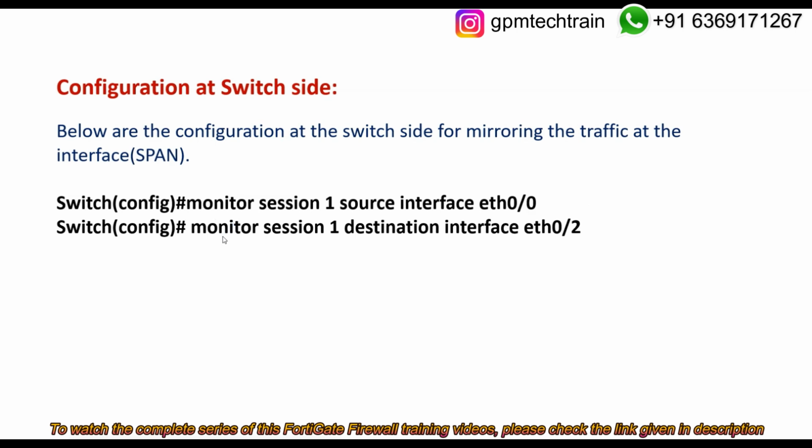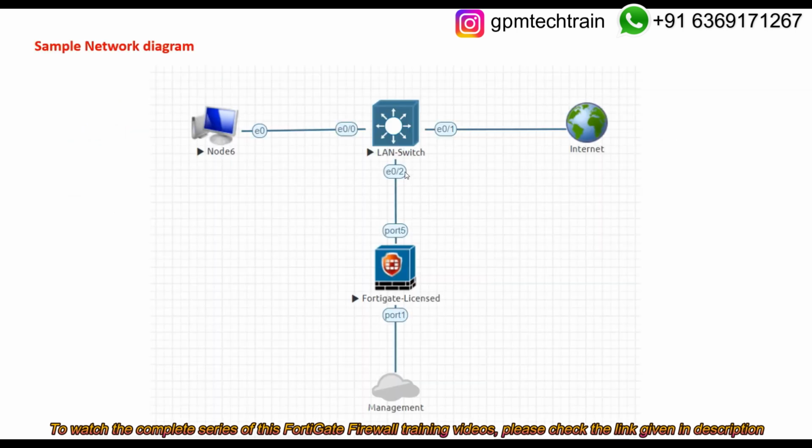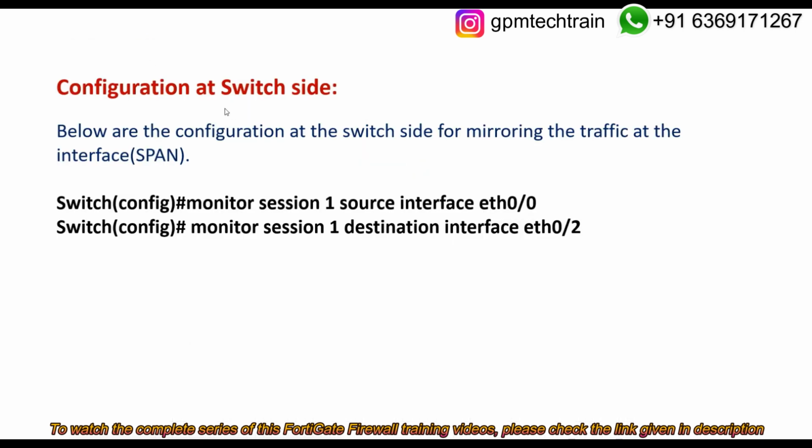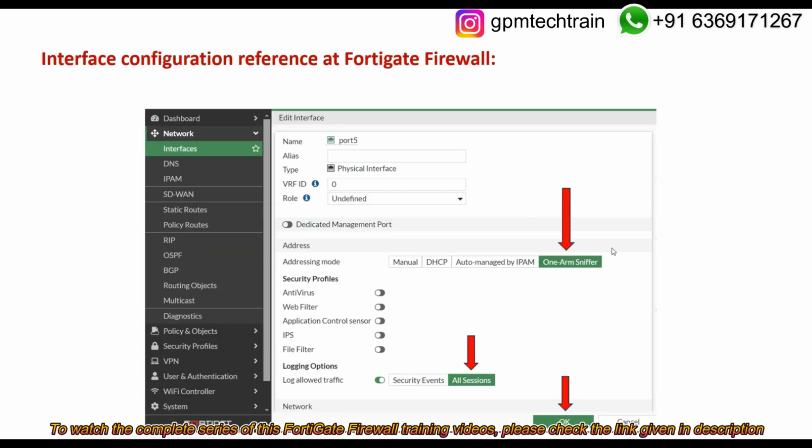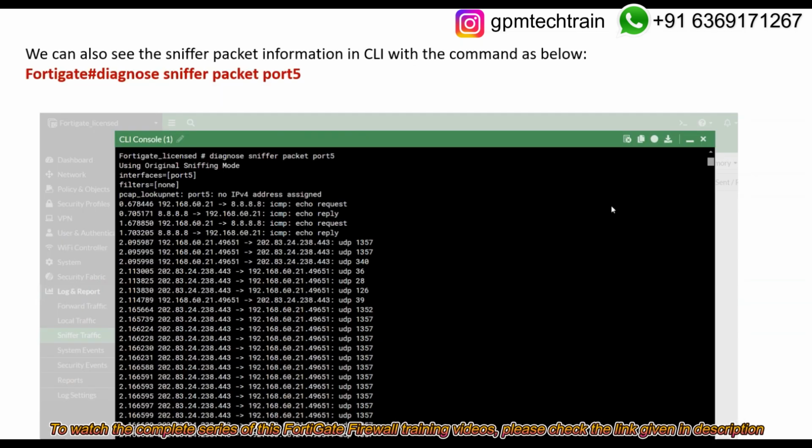In the next line, it mentions the same monitor session 1, with destination interface ETH 0/2. Basically, whatever you are collecting from the source, send it to this destination, ETH 0/2. So this is the switch side configuration. When it comes to the FortiGate firewall configuration, this is for your future reference, and I'll show you how to do it. We can have this configuration from both the CLI as well as the GUI.